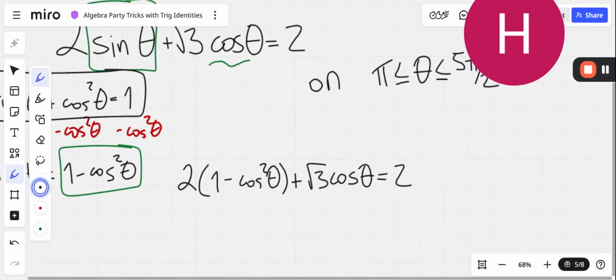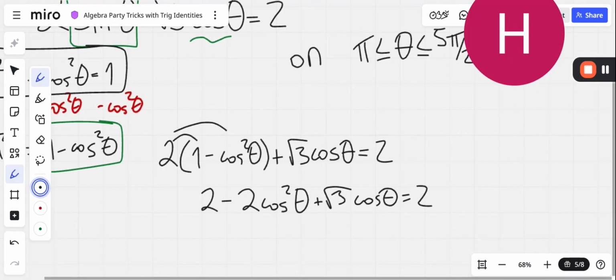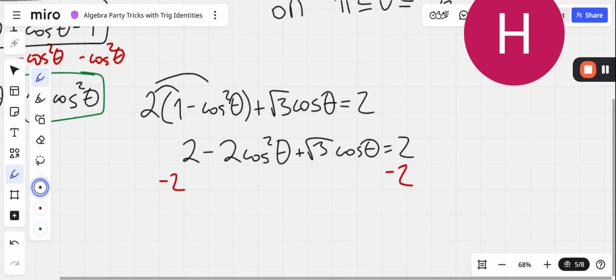We're going to distribute the 2. And when we do that, we get a nicer equation. Now everything is with a cosine of theta. That's the only trig expression that's here. And we also get this nice property on both sides, where they're equal to 2. So we can subtract 2 from both sides. And that really simplifies our equation quite a bit.